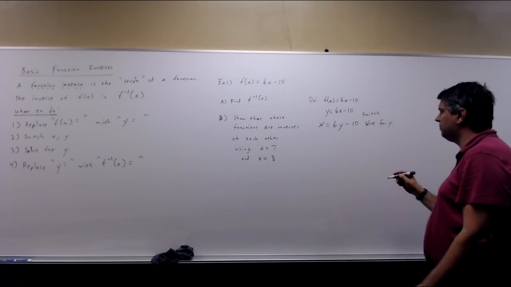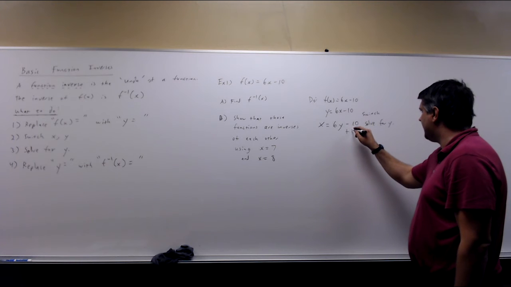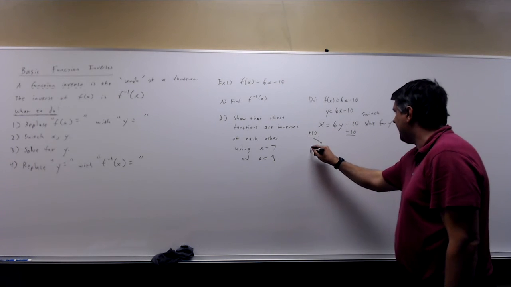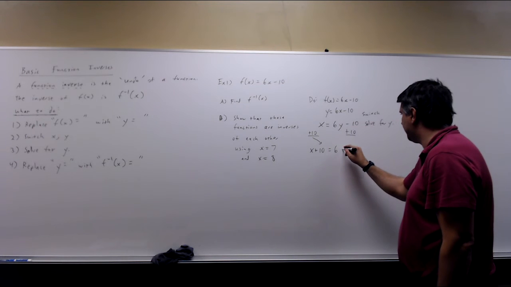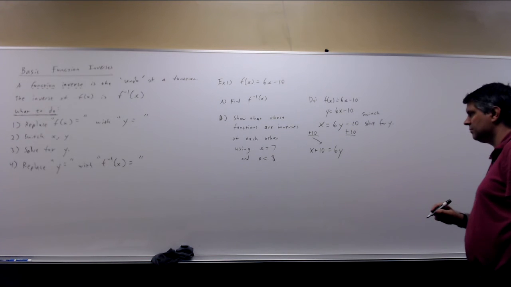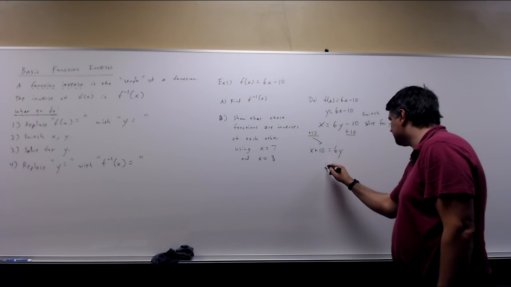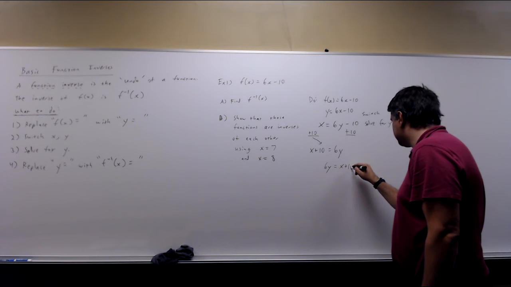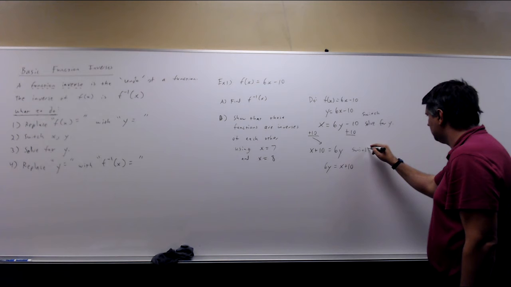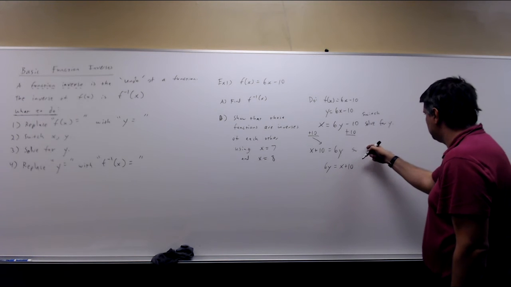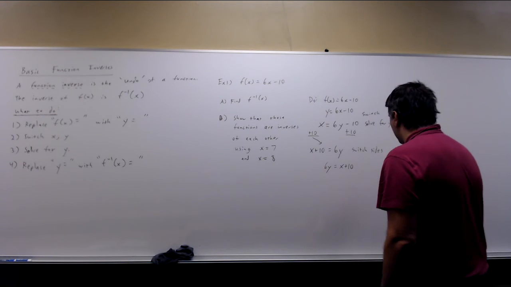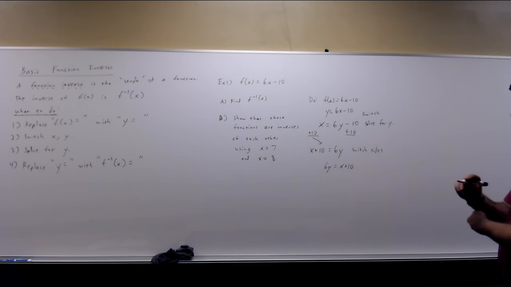All right, so I'm going to add 10 to both sides. And I'll have x plus 10 equals 6y. All right, I'll go ahead and switch the sides here: 6y equals x plus 10. You don't have to, but I will anyway.